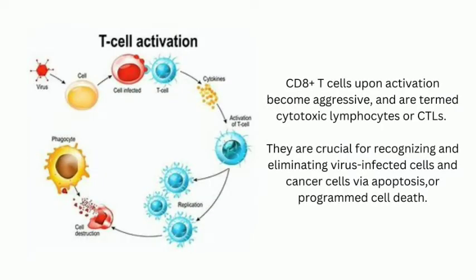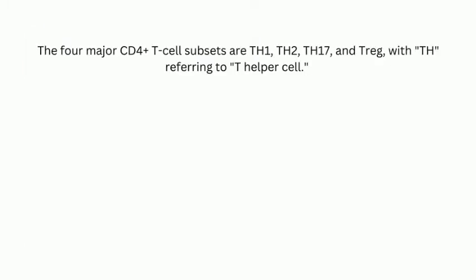CD8+ T cells upon activation become aggressive and are termed cytotoxic lymphocytes or CTLs. These are crucial for recognizing and eliminating virus-infected cells and cancer cells via apoptosis or programmed cell death. The four major CD4 T cell subsets are Th1, Th2, Th17 and Treg, with Th referring to T helper.